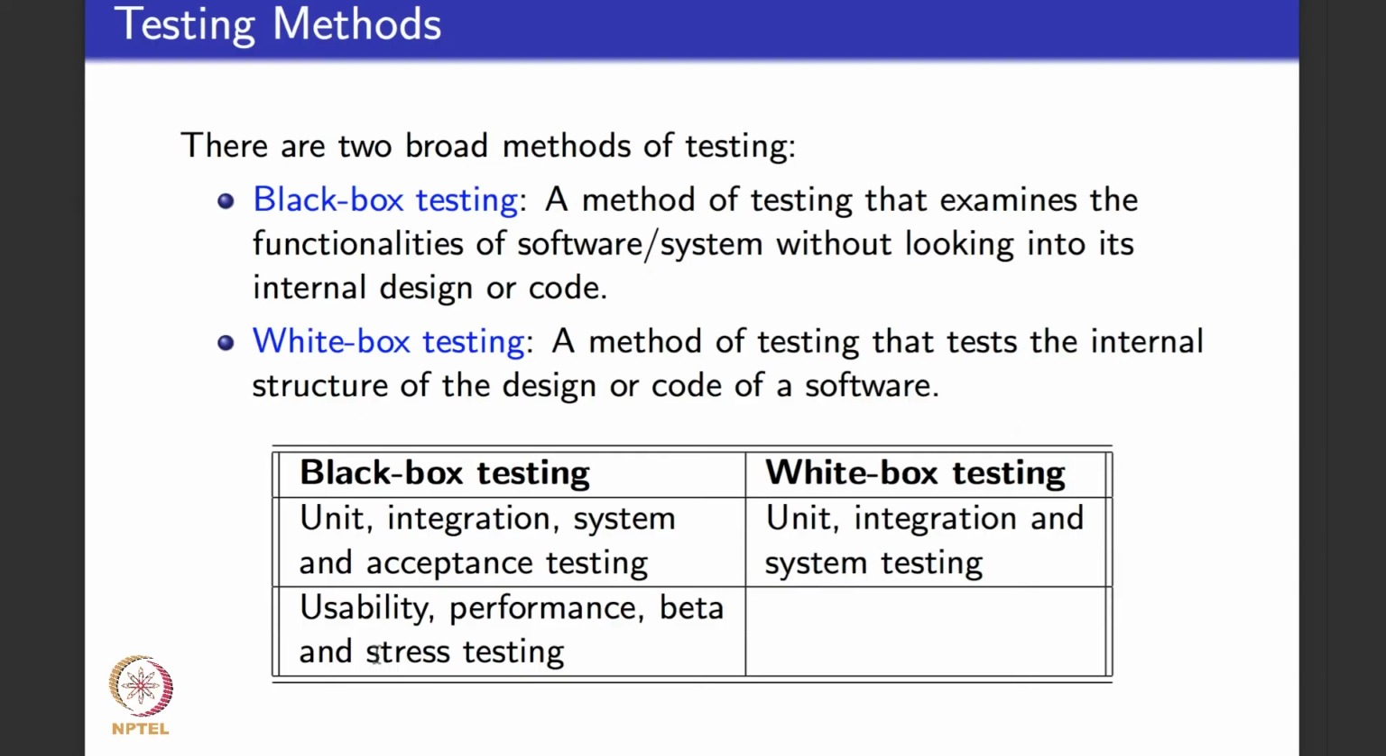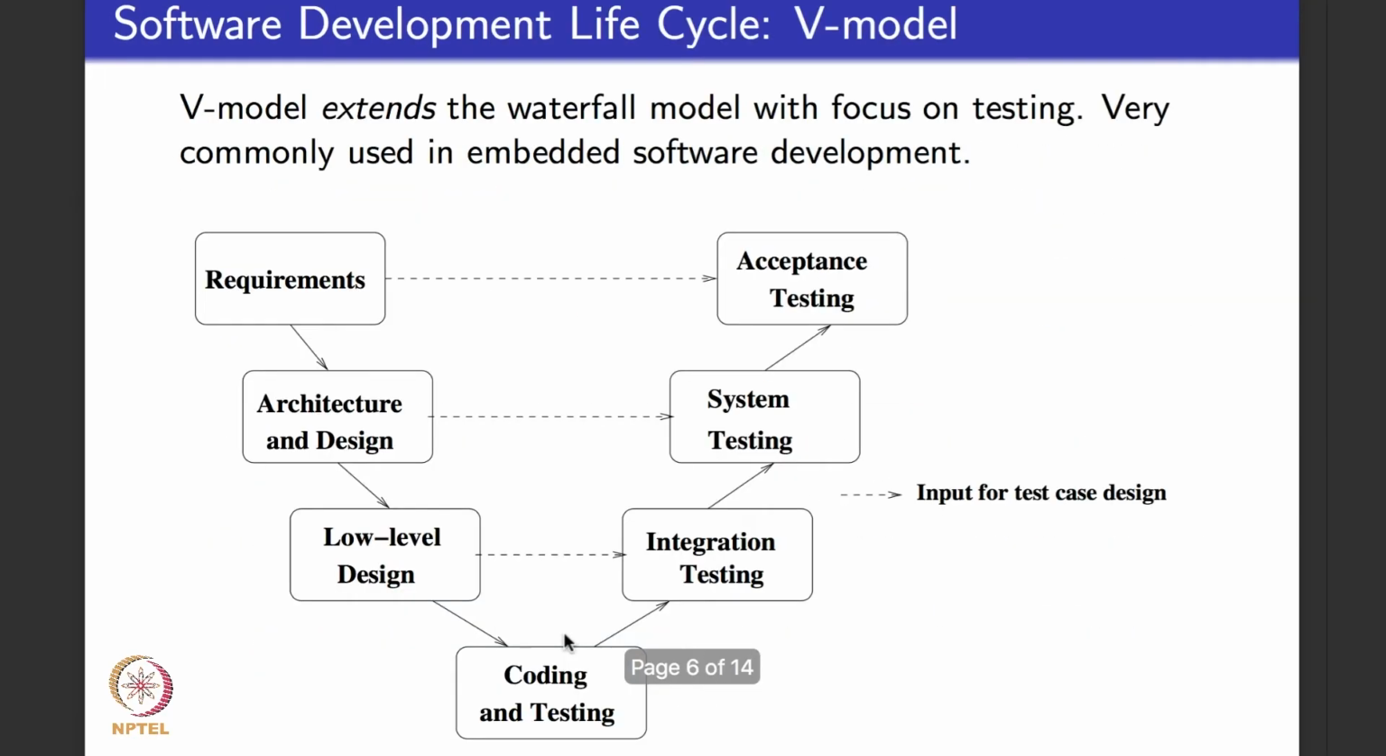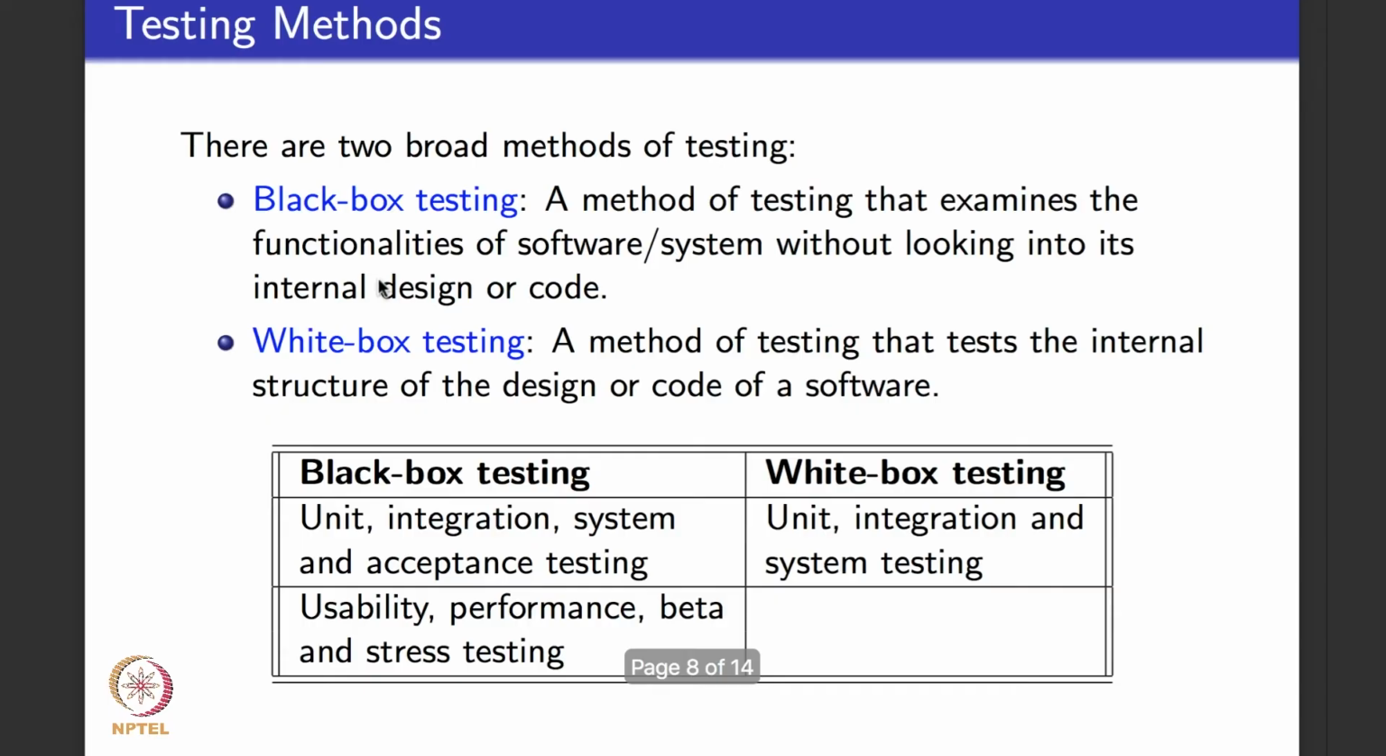In addition, a whole set of other testing, usability, performance, load, beta testing, stress testing, are all black box testing techniques. Back in the V model, they happen here. At system testing or acceptance testing, test cases for these kinds of entities, which test for non-functional qualities of a software, come from architecture and requirements and design. We didn't look at any of those in this course.